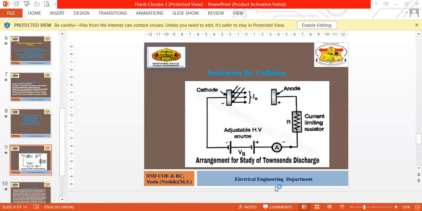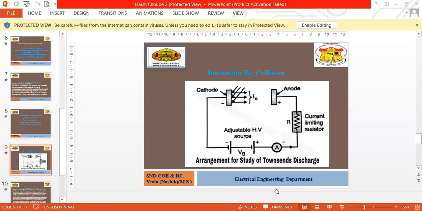This is a simple procedure: electrons are removed from the cathode and are attracted toward the anode, because the anode is positively charged. When they travel from cathode to anode, they collide with neutral atoms or neutral molecules, and electrons are removed from those atoms or molecules. This procedure is continuous, and due to this continuous process, ionization of the gases takes place. This is called ionization by collision.